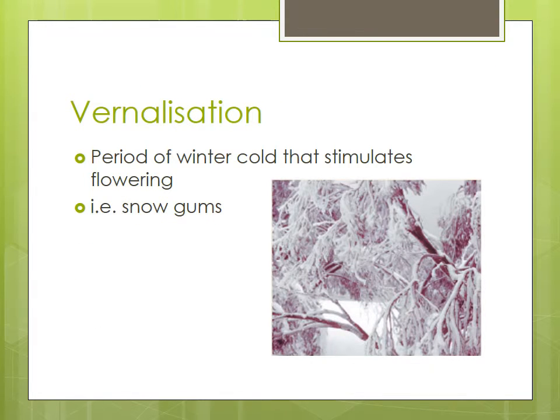The last one that we need to look at is vernalization, and this is the period of cold winter months that stimulate flowering. So snow gums, for example, these plants require it to be very, very cold for those snow gums to open.